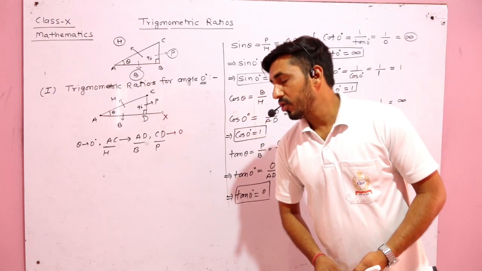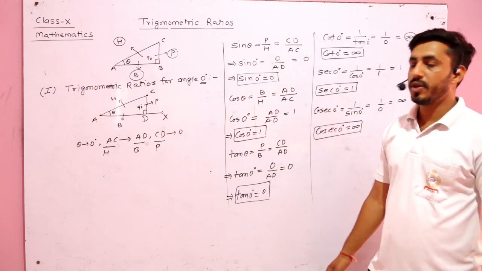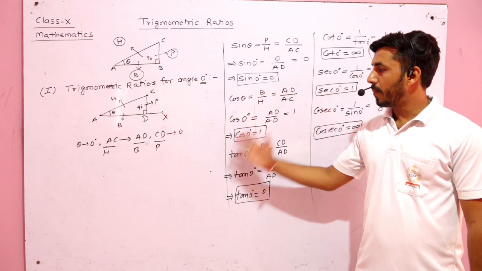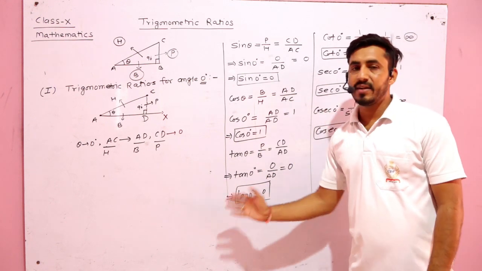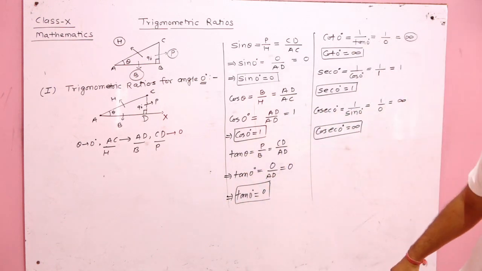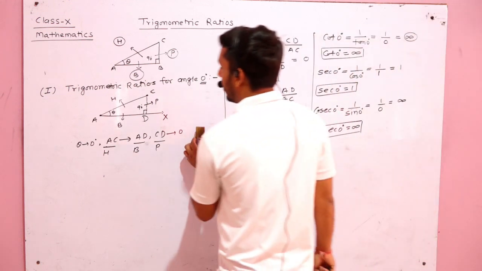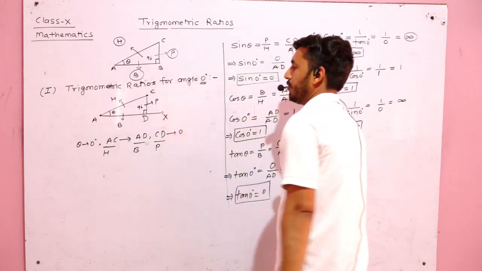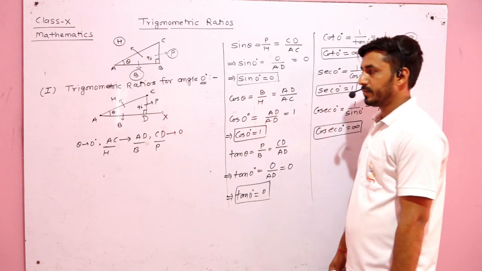All six trigonometric ratios we have obtained, and we can write all these six trigonometric ratios together. How can I write? Okay, first write down.